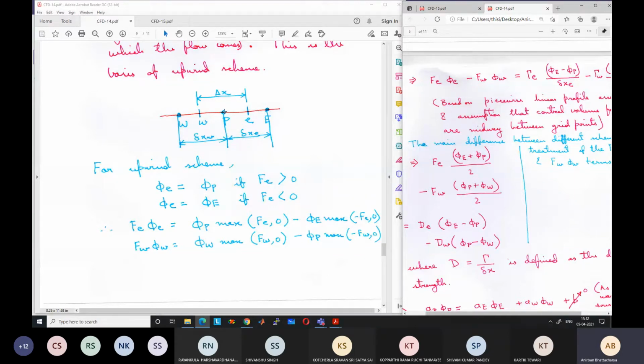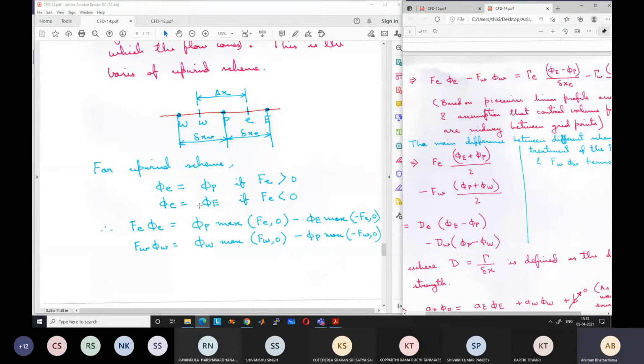Okay. On the other hand, if the flow is negative, if Fe is negative, which means that rho ue is negative or u is negative, so the flow occurs from E to P, in the negative x direction. So from E to P, then the upstream side is capital E. So flow is coming from the capital E side. So then phi e should be equal to phi capital E, means the value at the east interface should be strongly influenced by the value from where the flow is coming, which is phi capital E. Okay. So to summarize, for upwind scheme, phi is equal to phi P if Fe is greater than 0, and phi is equal to phi capital E if Fe is less than 0.